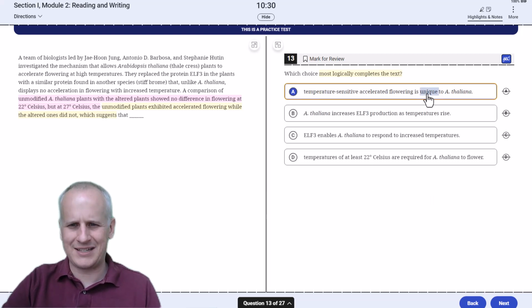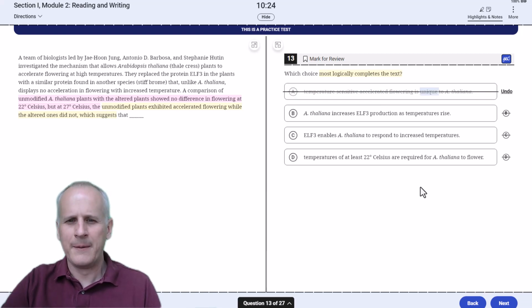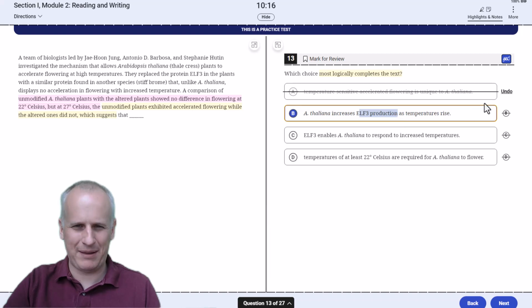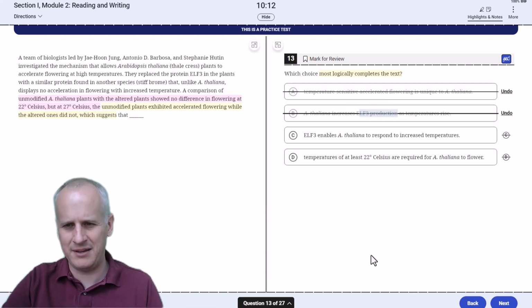We don't know that temperature sensitive accelerating flowering is unique to AT. We're just talking about AT. There might be other plants that do this. Choice B, AT increases ELF3 production as temperatures rise. It's not about ELF3 production. They basically are kind of affecting the ELF3 as part of the experiment, so we can eliminate B for that reason.